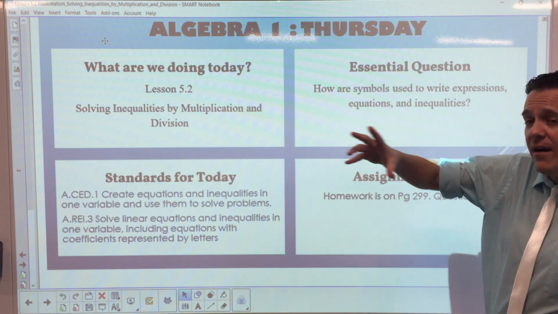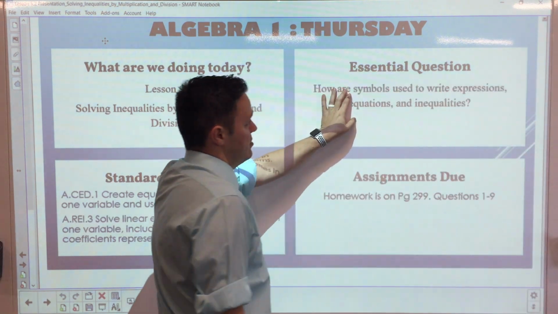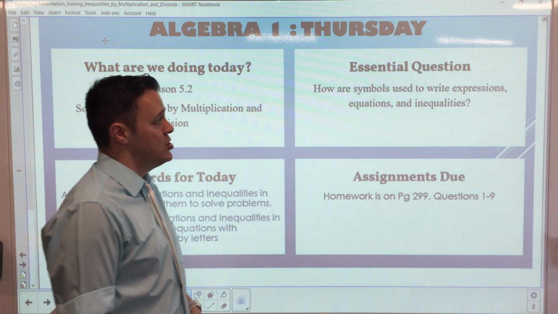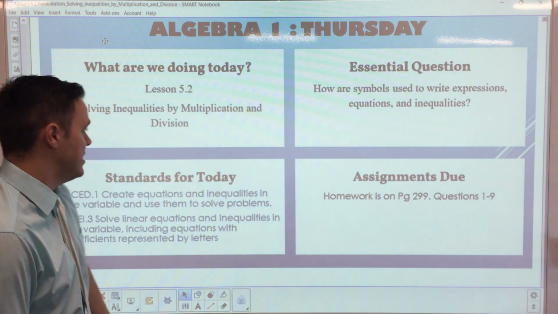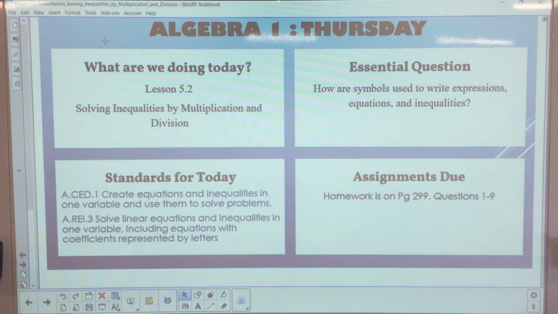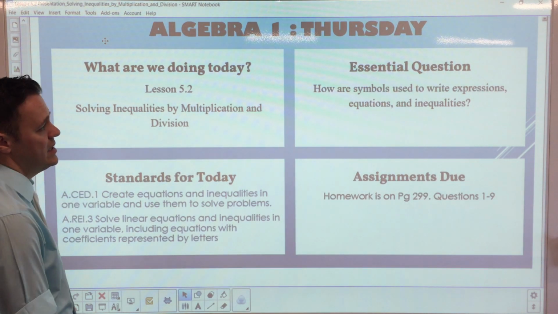5.2, that is your header. You should have the notes. On the notes, please write your essential question down: How are symbols used to write expressions, equations, and inequalities? Here's the homework that is due for this one. And then, ladies and gentlemen, the standard for today.